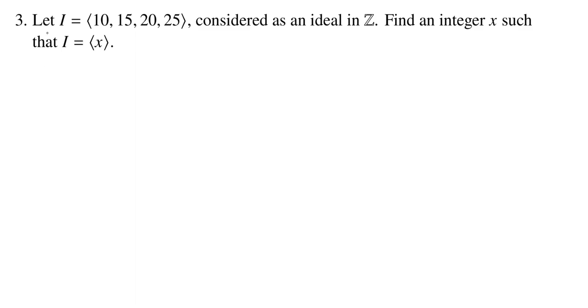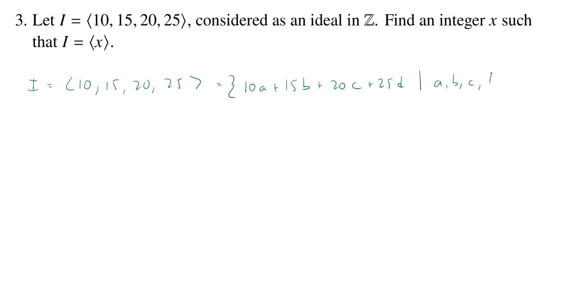And that's going to be relevant because, well, let's write down the definition of I. So we could say it's the ideal generated by 10, 15, 20, and 25. But what does that mean? What this means is the set of all expressions of the form 10 times an integer a plus 15 times some integer b plus 20 times some integer c, plus 25 times some integer d. Here a, b, c, and d are all integers. So that's actually what things look like.